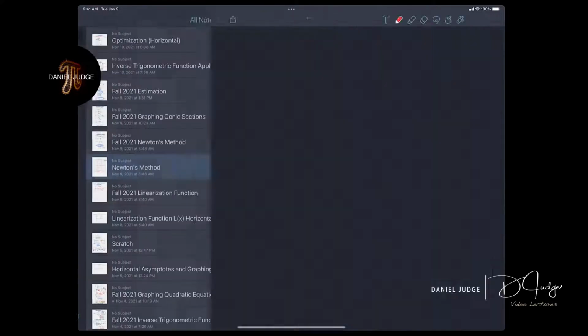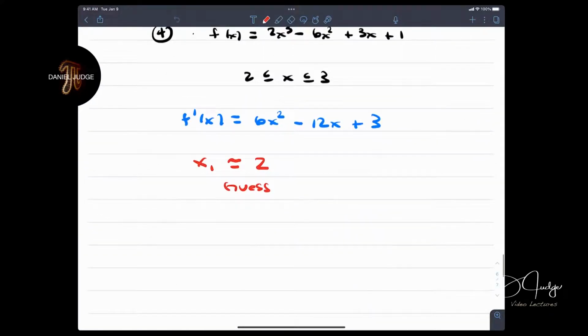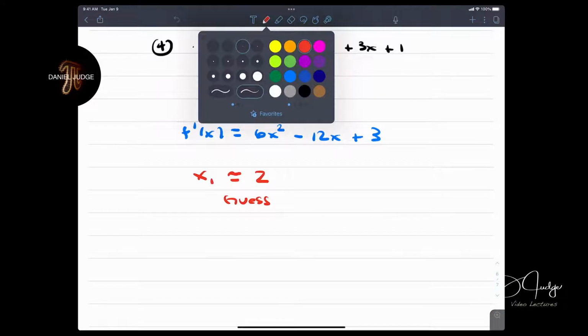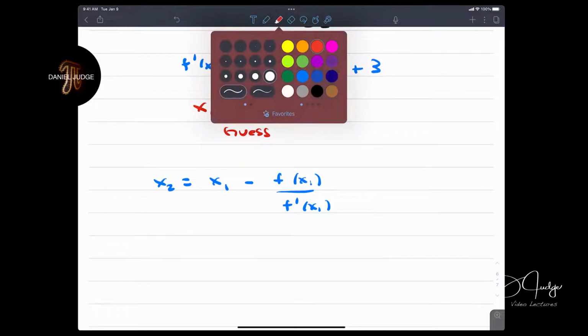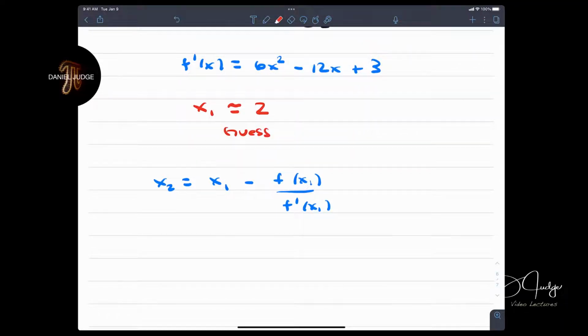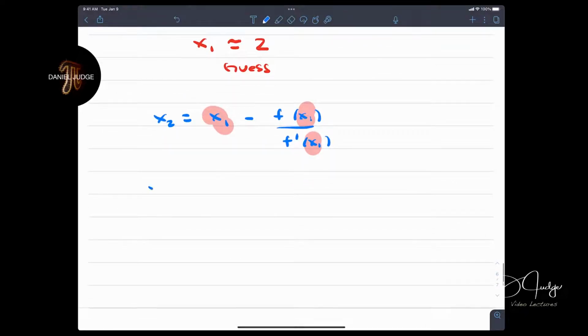All right. Let's get to our scratch paper here. So we have all the important pieces of information. Let's write this down now. X2 will be that initial guess minus f of the initial guess over f prime of that initial guess. Here's my initial guess so you guys can see that. So that means x2 will be 2 minus f of 2 over f prime of 2.